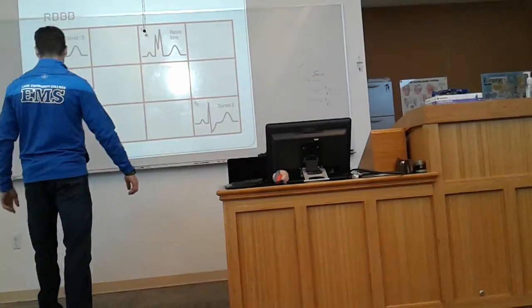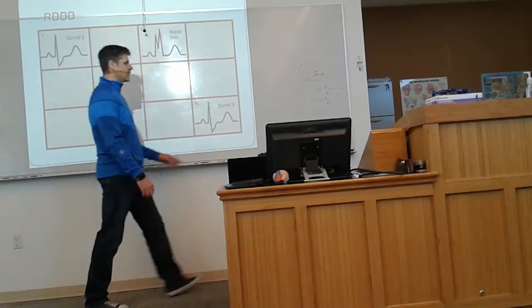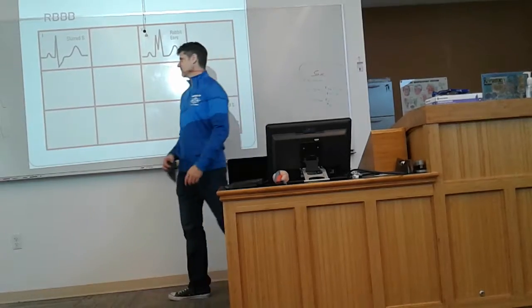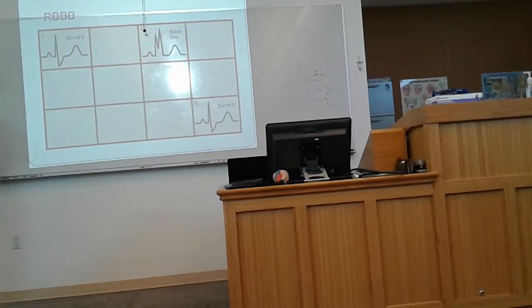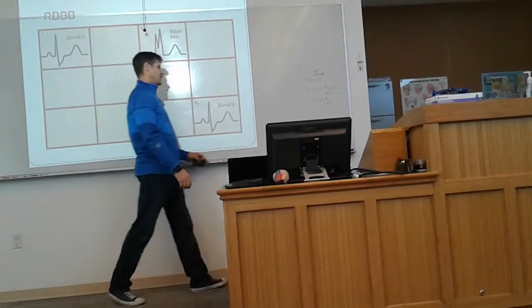Where do I look next? 1 and V6. What do you notice in 1 and V6? We have slurred S waves. The S wave is wider than the Q. Do you see a slurred S wave there? Yes.